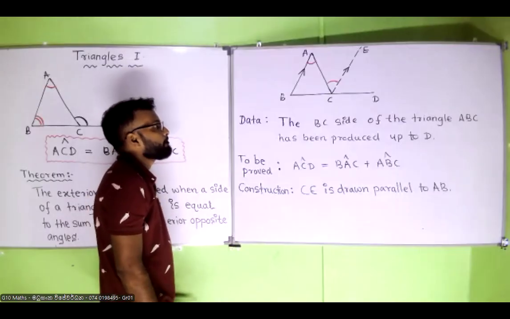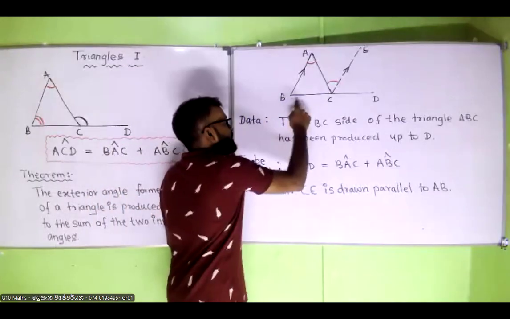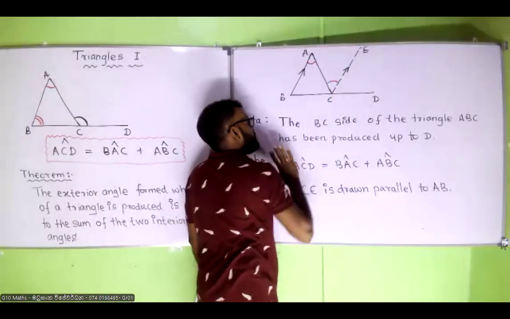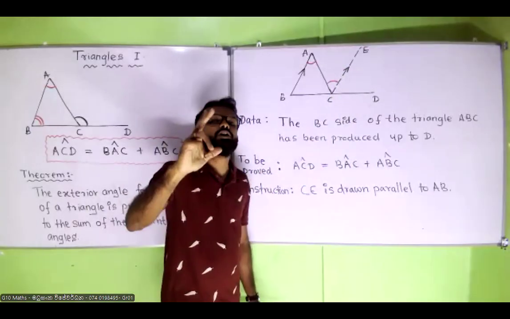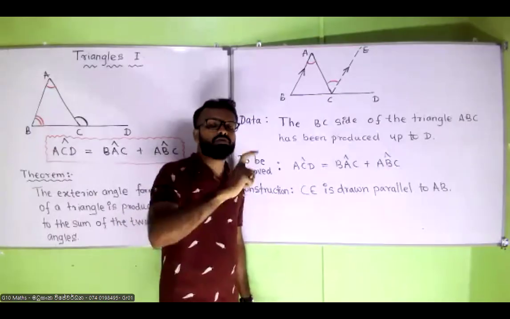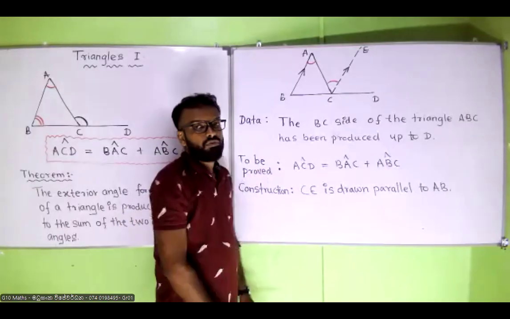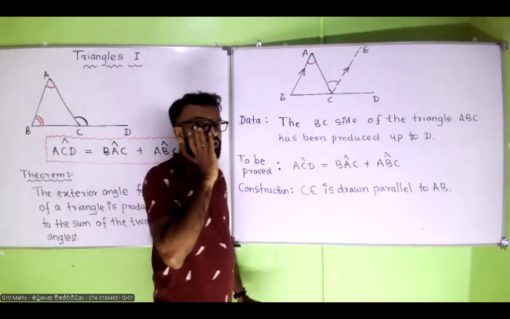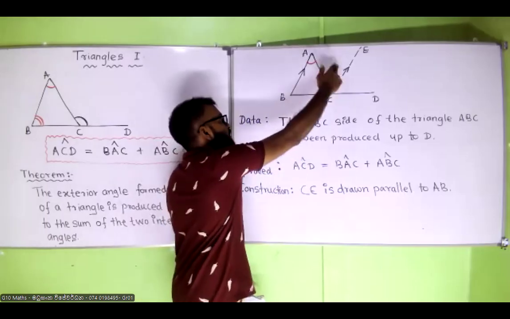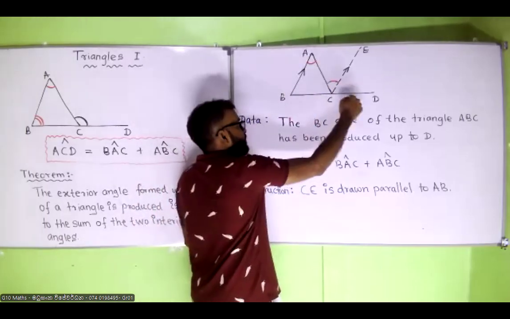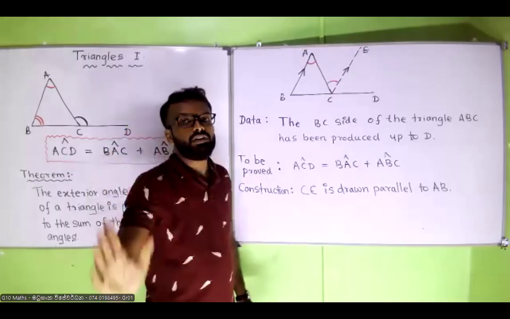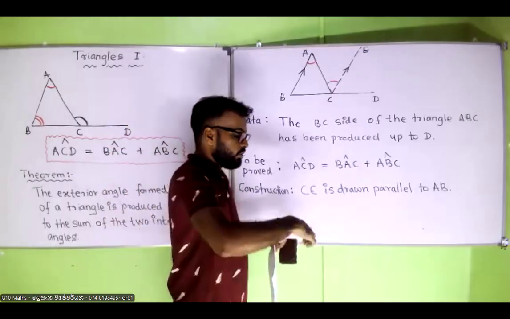ABC and ECD. Excellent. Those are the two corresponding angles that you are going to use for our proof. If you can identify this Z type of angle and this F type of angle, you are done with the proof. Correct?